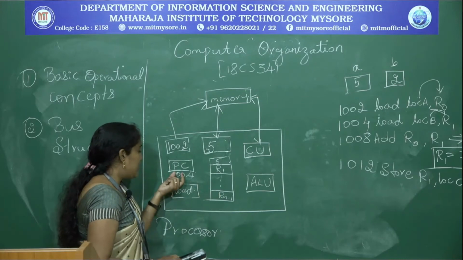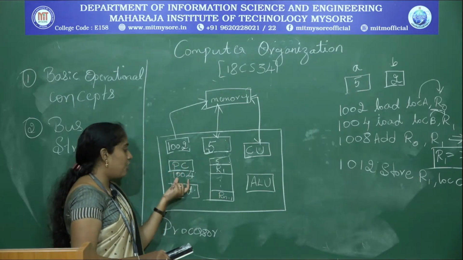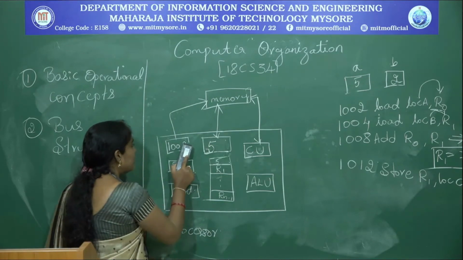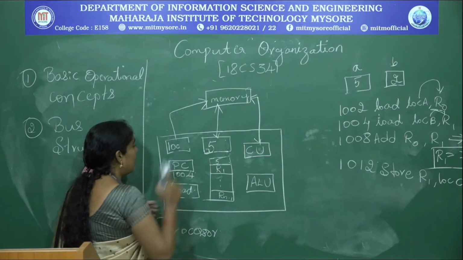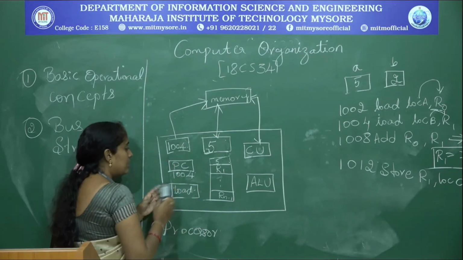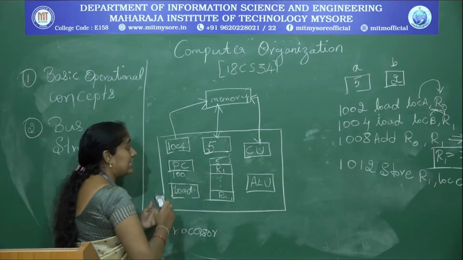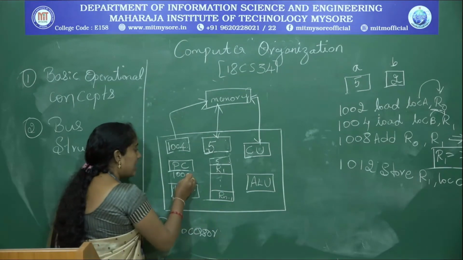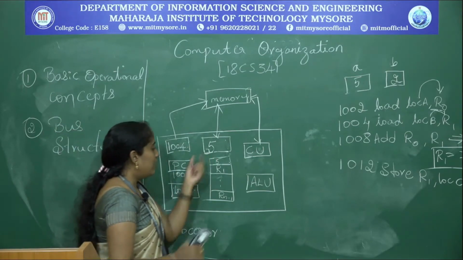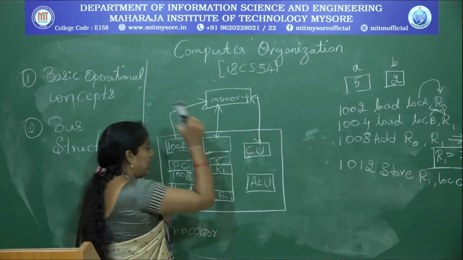So next it will check the program counter value. Now the program counter value was 1004. Now the MAR value will be replaced with it. Now it contains the next instruction address, right? That is 1008. Now here it is empty, right?